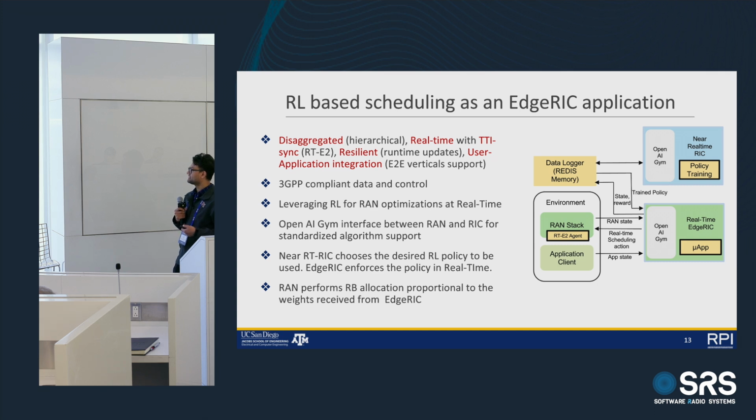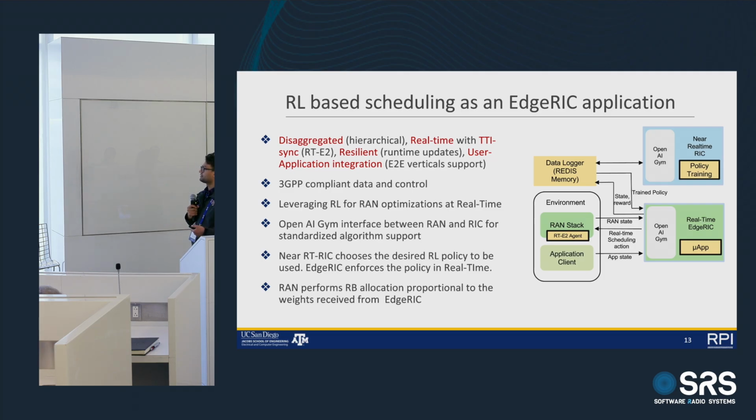And there is a bidirectional flow of traffic similar to the standard E2 interface, where the RAN gets the data from the different RAN states. You get the information at the RIC, and then the real-time scheduling action will be passed from the RIC towards the RAN, so that the RAN applies this decision.